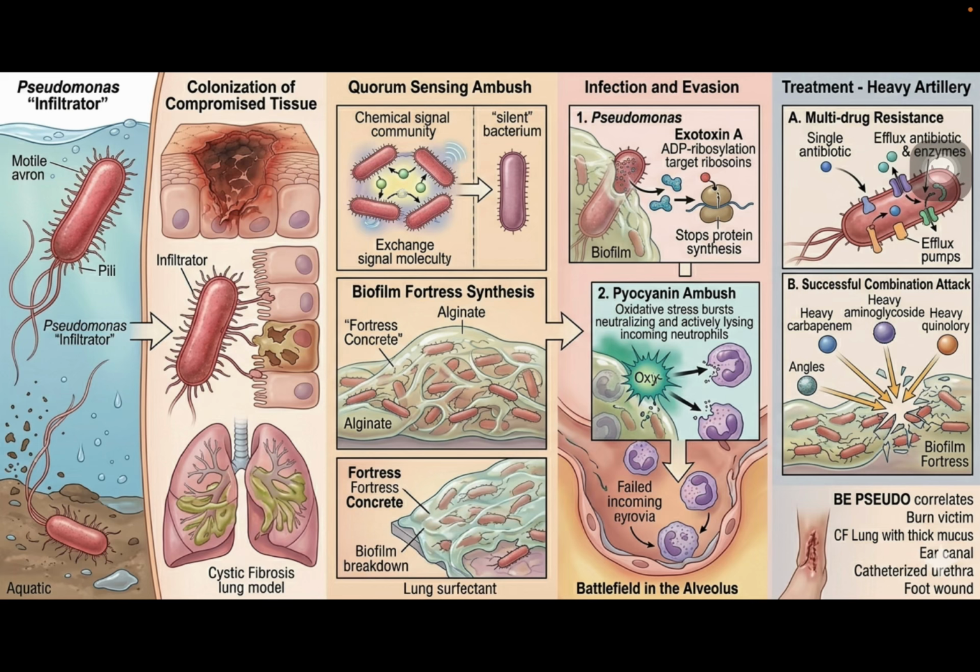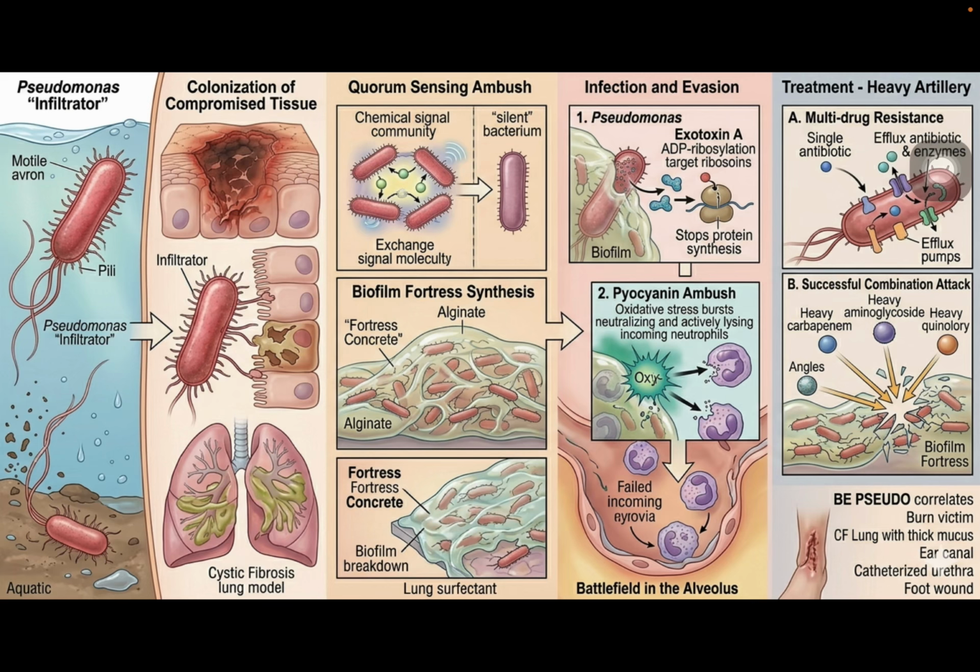It uses pili to attach to the damaged epithelium. The bacteria talk to each other via chemical channels. Once their population reaches a certain density, they simultaneously activate toxin production and biofilm synthesis. In cystic fibrosis patients, the bacteria switch to a mucoid phenotype, creating a permanent fortress in the lungs. While the host sends neutrophils, the biofilm and exotoxin neutralize them, leading to chronic inflammation and tissue destruction.